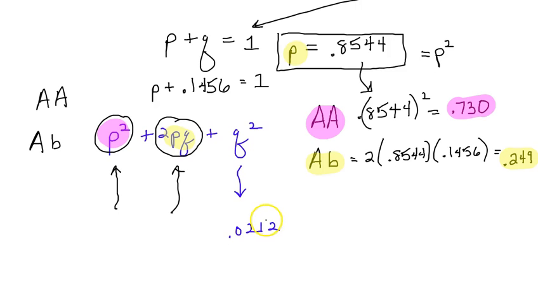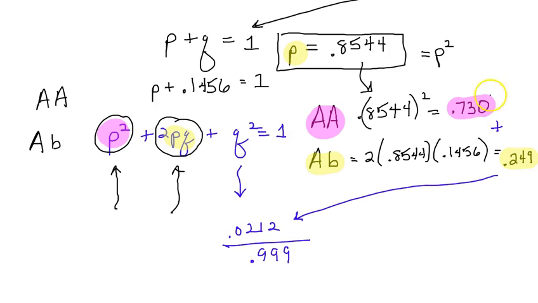If you add these up, this plus this plus this, you would get what? 0.999. So, Mr. Grotsky, isn't it supposed to equal 1? It does. And because of our rounding, we didn't get that.